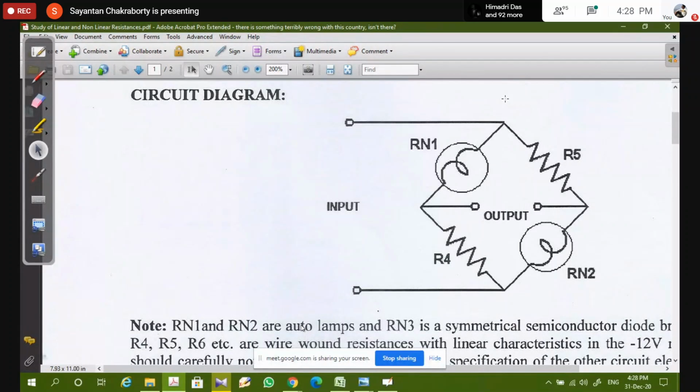In the next part, we use the nonlinear phenomena in these nonlinear resistances, basically lamps, to obtain a balanced condition in a bridge where initially it seems that the bridge is way out of balance. But due to this nonlinear resistance phenomenon, it ultimately achieves a balanced or null condition, right? So this is the overall objective of this experiment.